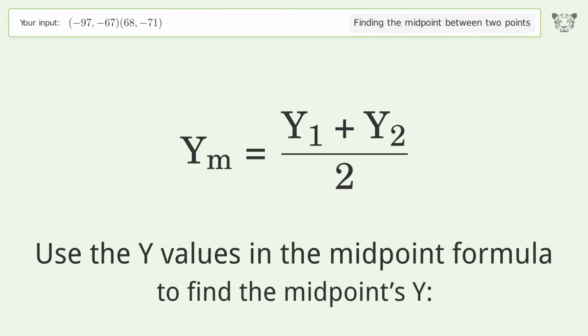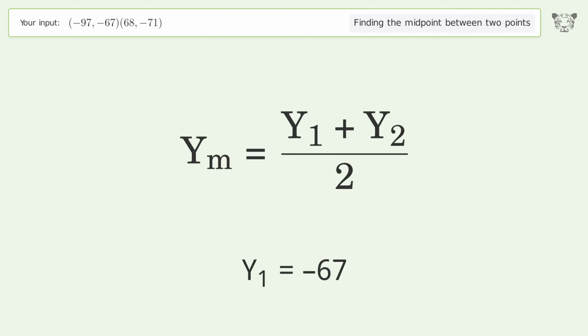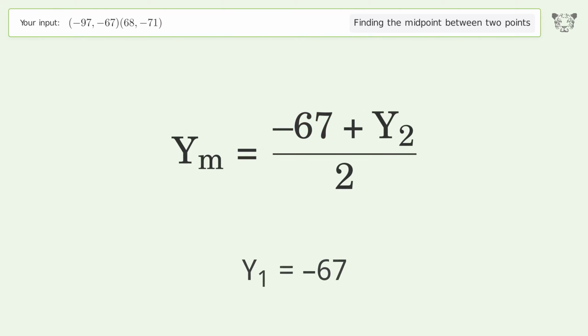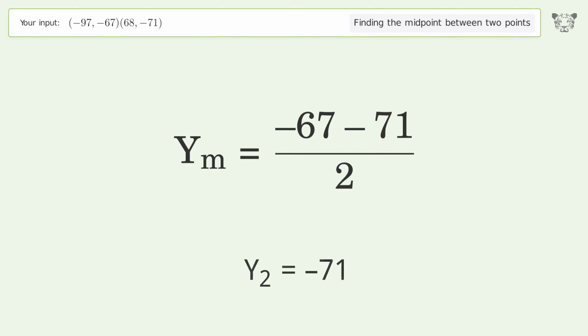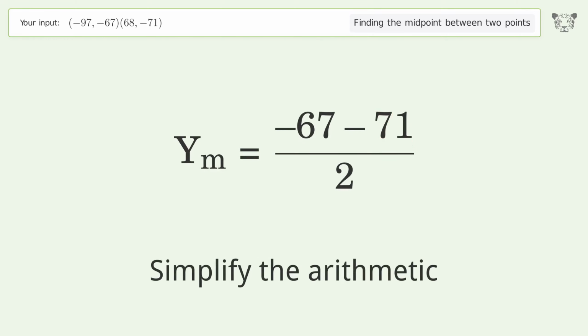Use the y values in the midpoint formula to find the midpoint's y. y1 equals negative 67. y2 equals negative 71. Simplify the arithmetic.